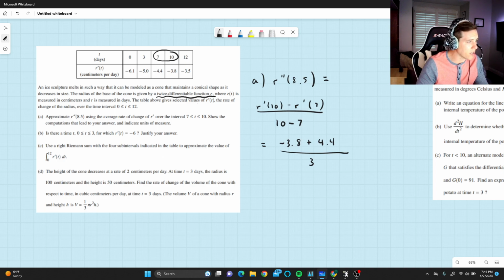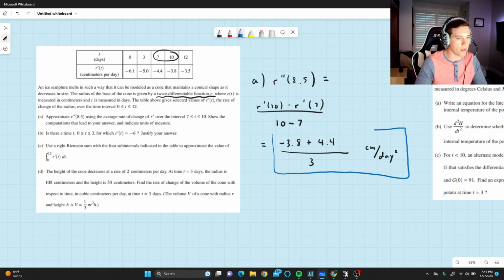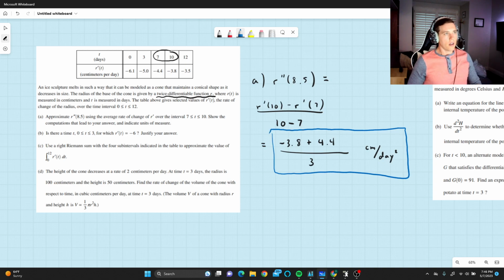This is a rate of a rate. R of t is measured in centimeters per day, so it'd be centimeters per day squared. And you do not simplify this. Why? There's no reason. Just give them the answer.